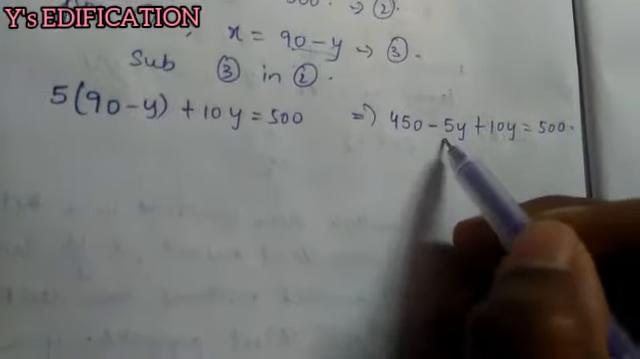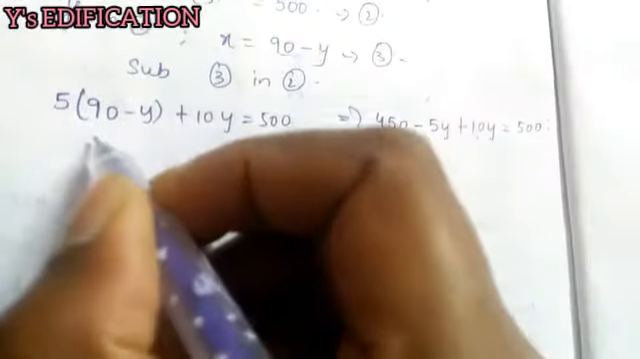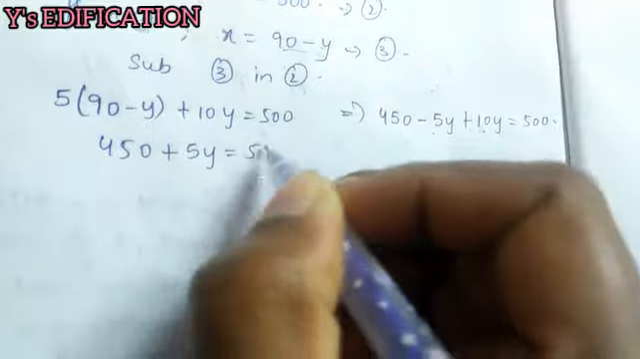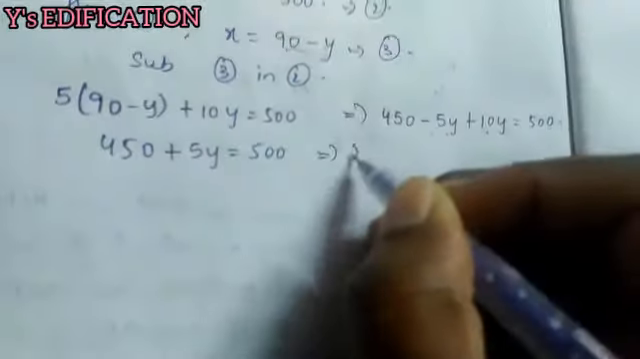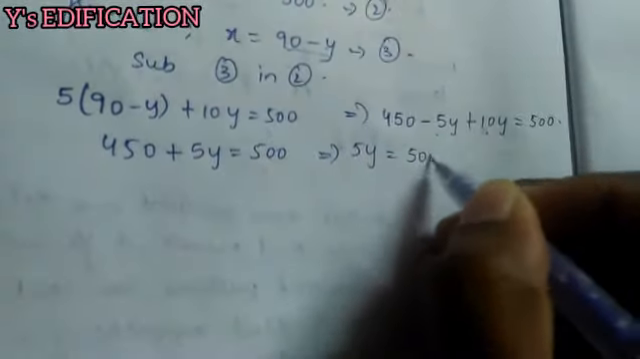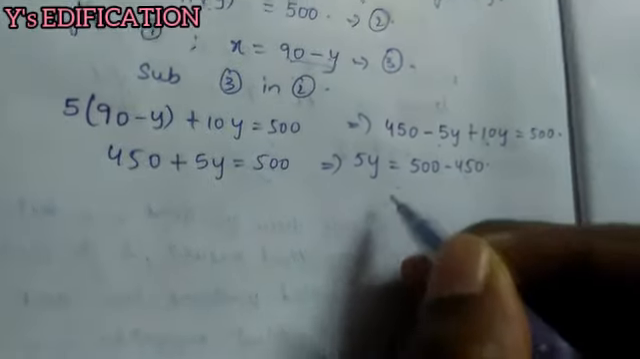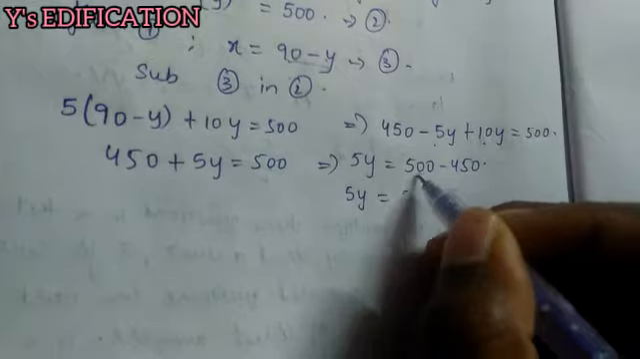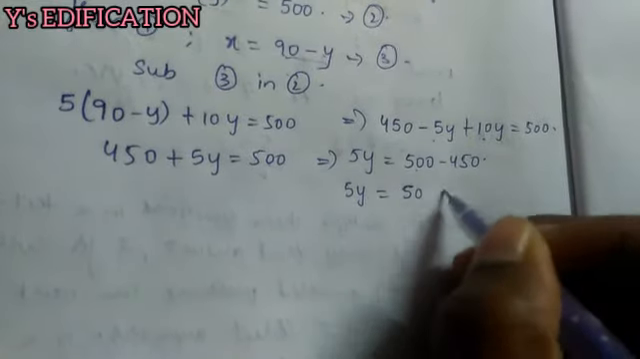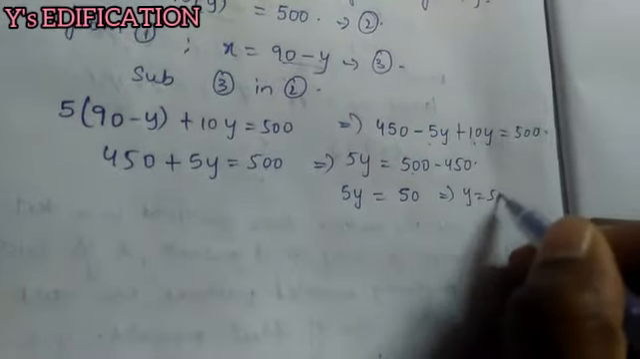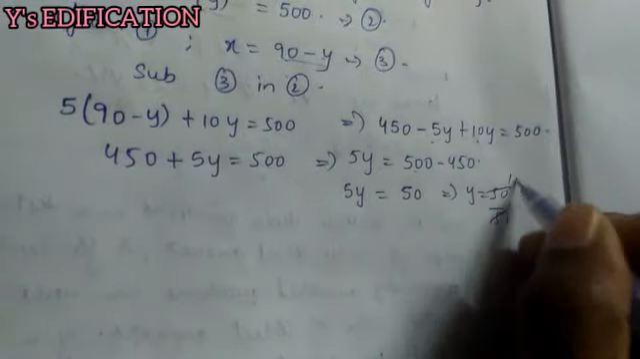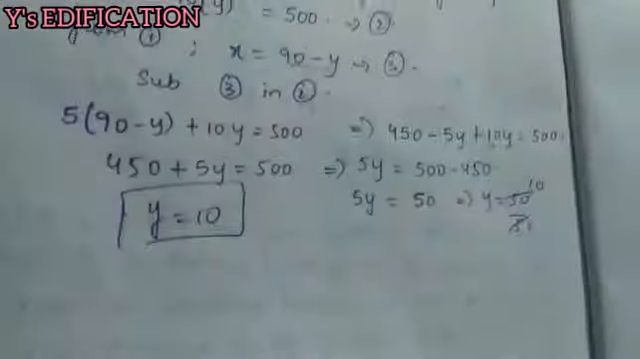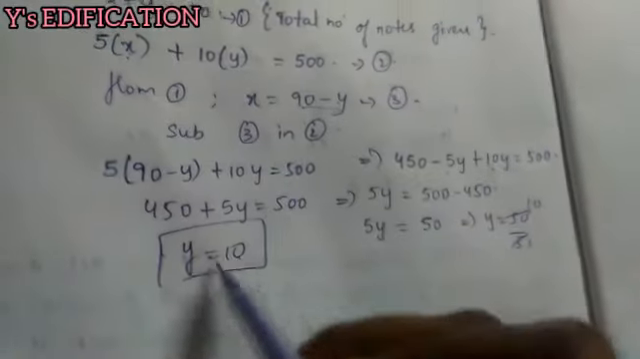Here minus 5y and plus 10y is 450 plus 5y is equal to 500. So 5y is equal to 500 minus 450. What is 500 minus 450? 50. That means what is the y value here? 50 by 5, y value is 10. That means we have 10 rupee notes.